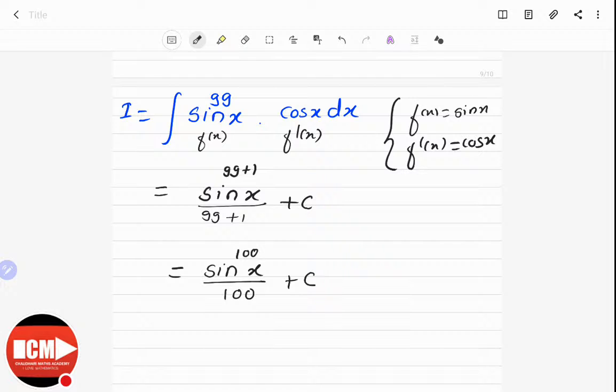This is the final answer for this question. Observe it carefully. This is f of x raised to n plus 1 divided by n plus 1 is the final answer.